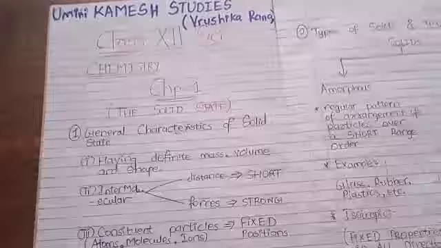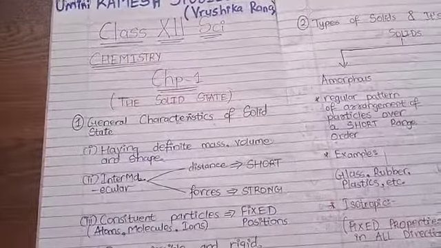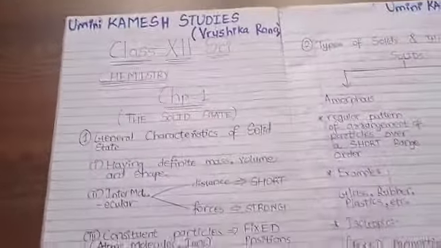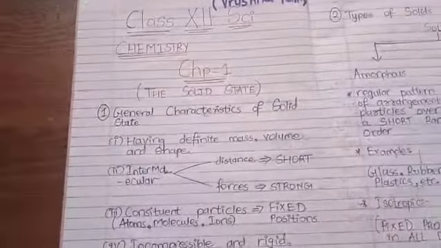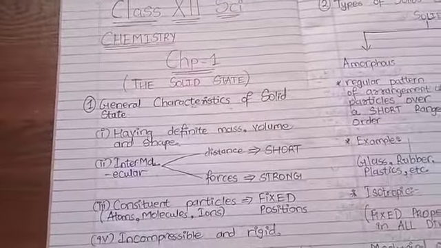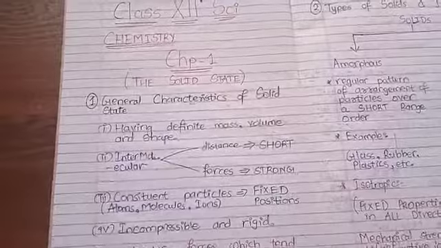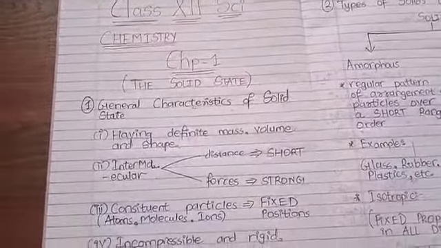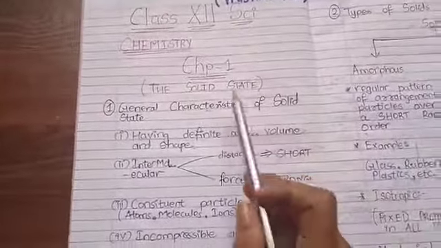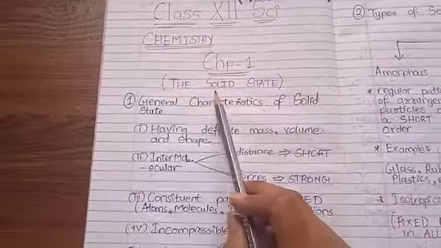So today, we are going to see the general characteristics of solid state and types of solid state, chapter 1, the solid state. This video is already on my channel, but there are some quality issues regarding it, so I am reloading it. In this chapter, we are going to study the solid state in a deeper manner. In our earlier classes we have also seen solid state, right? But in class 12 we are going to study solid state in depth.